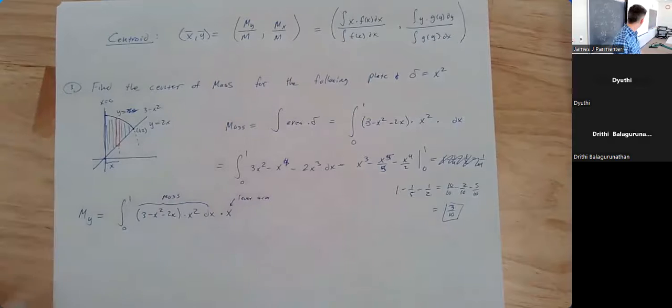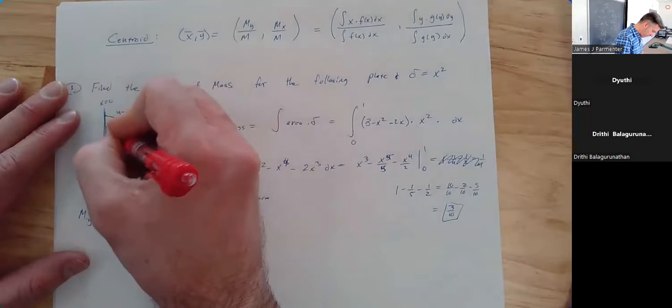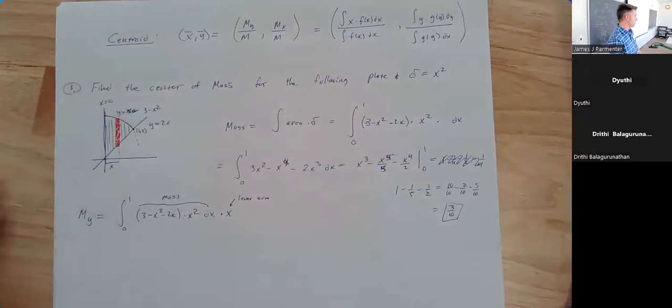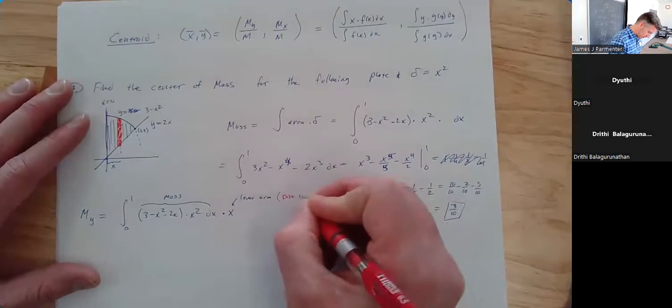What do you mean by lever arm? I mean, if I think about this strip, I'm thinking about how far it is from the axis that we're going around. So lever arm, you can also call it the distance to the axis we are talking about.